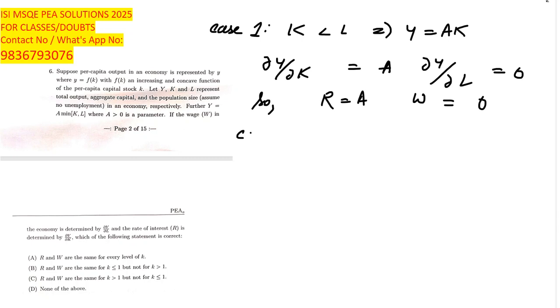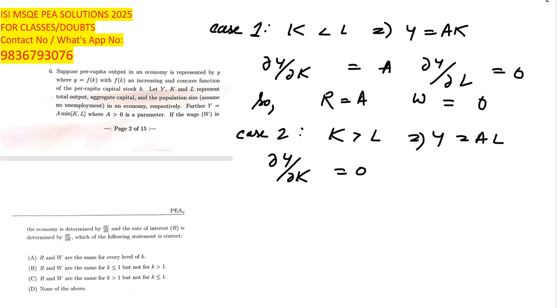This is case 1. Now case 2 is what? K is greater than L. So that means Y is equal to L. So that means del Y by del K is 0 and del Y by del L is A. So then R is 0 and W is A.